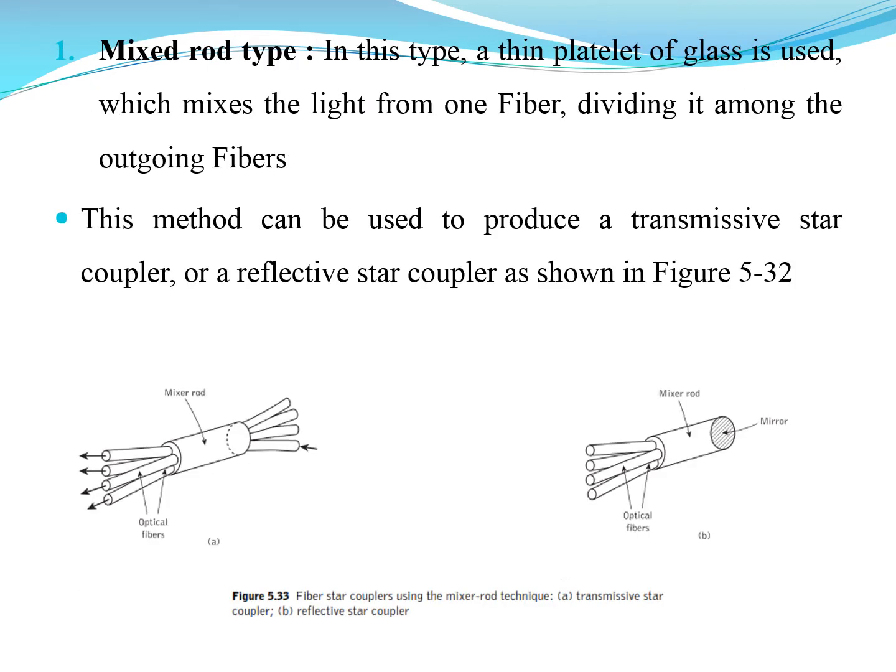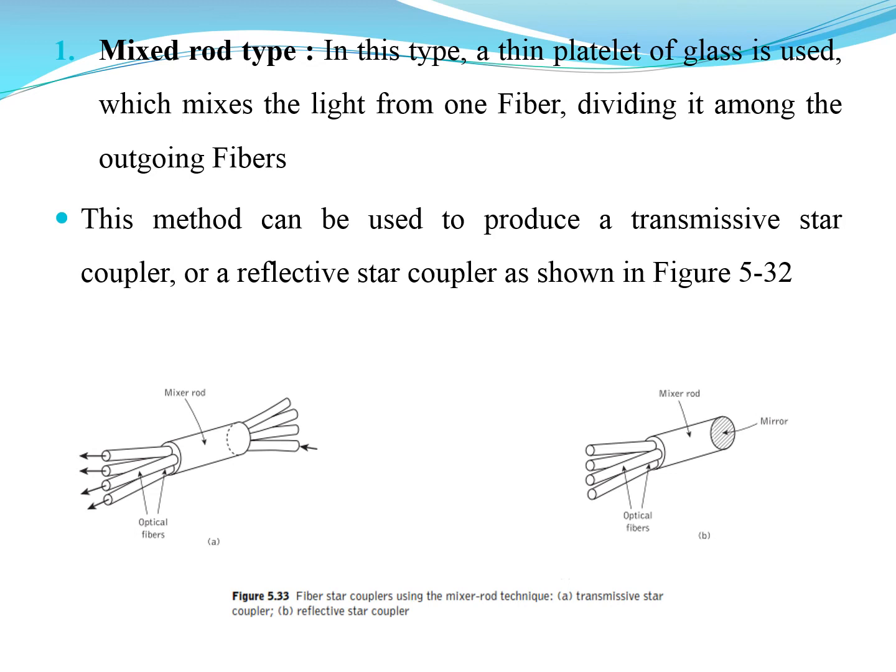So in a mixed rod type, we see this arrangement of optical fibers within the rod, which is considered a mixed rod, so the fibers are mixed or combined together and placed in this mixed rod. So these are the optical fibers, and from any one of these ports, where any one optical fiber carries light, the light propagates, and at the other end of the fiber the light may be obtained at different fiber outputs. So that is the first type, which is a transmissive star coupler. So this is a transmissive star coupler.